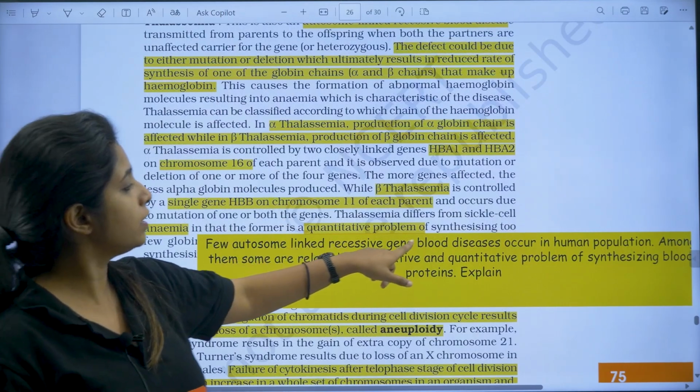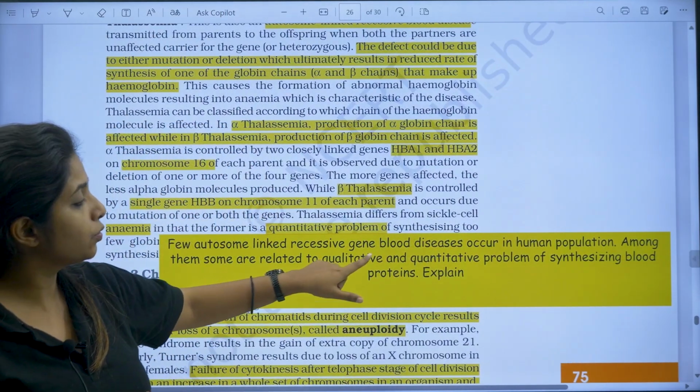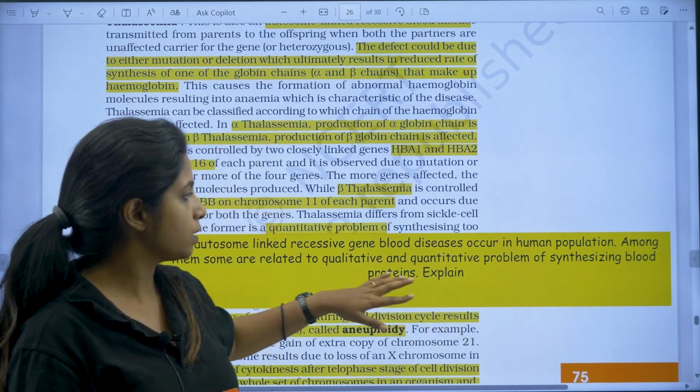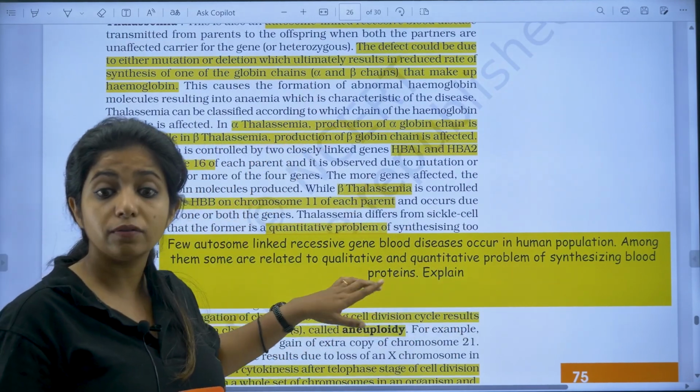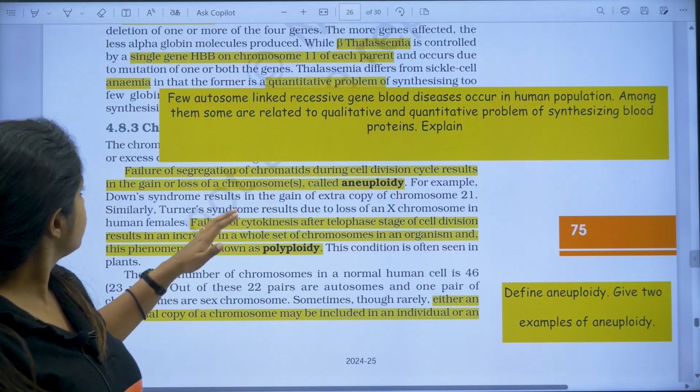Few autosome linked recessive gene blood diseases occur in the human population. Among them, some are related to qualitative and quantitative problems of synthesizing blood proteins. Explain. So you have to give the difference between sickle cell anemia and this, and why it is known as that. Now we have come to the next thing.